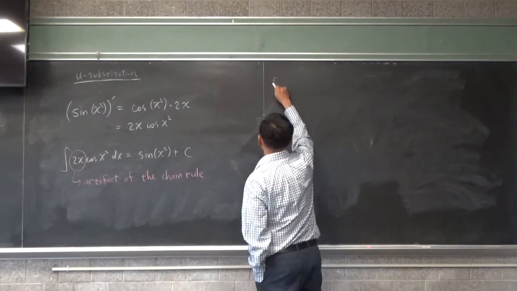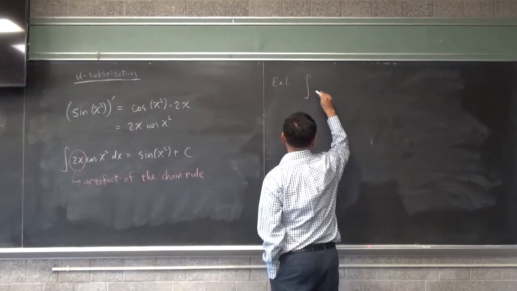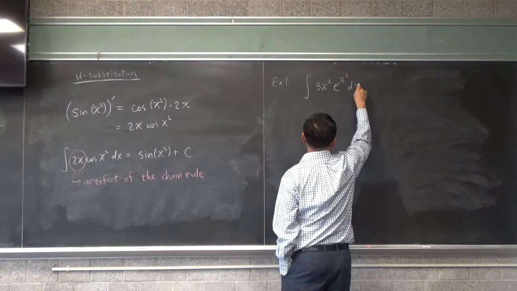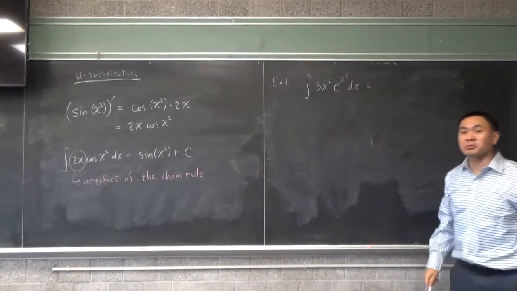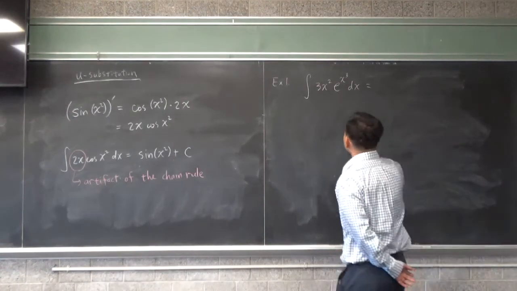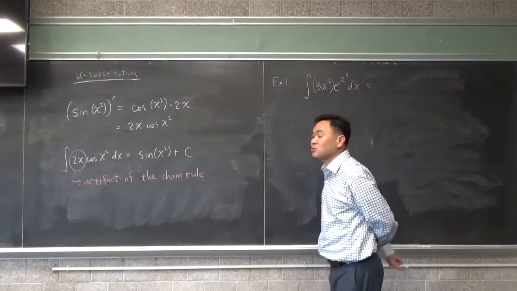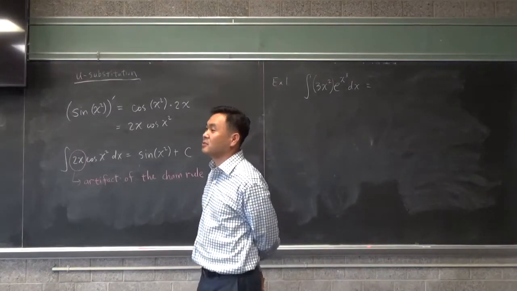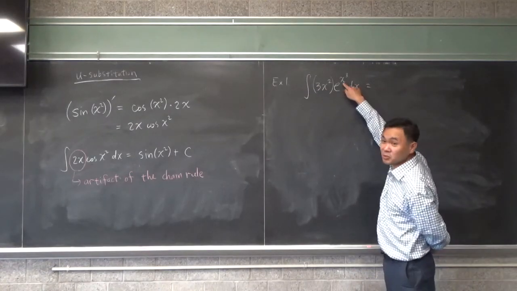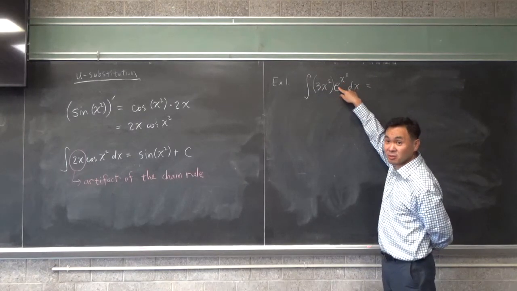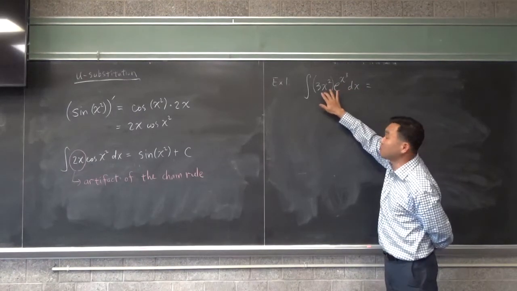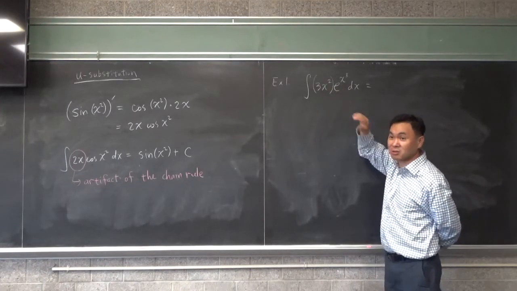Okay, so example 1, integral of 3x squared e to the x cubed dx. Which one is the artifact of the chain rule? 3x squared. It's this one, right? Why do you think so? Because the derivative of x cubed is 3x squared. Yes, exactly. If you look at this x cubed, which is nested inside the exponential function, if you differentiate x cubed, what do you get? You get 3x squared. Right? So this must have been created by the chain rule.